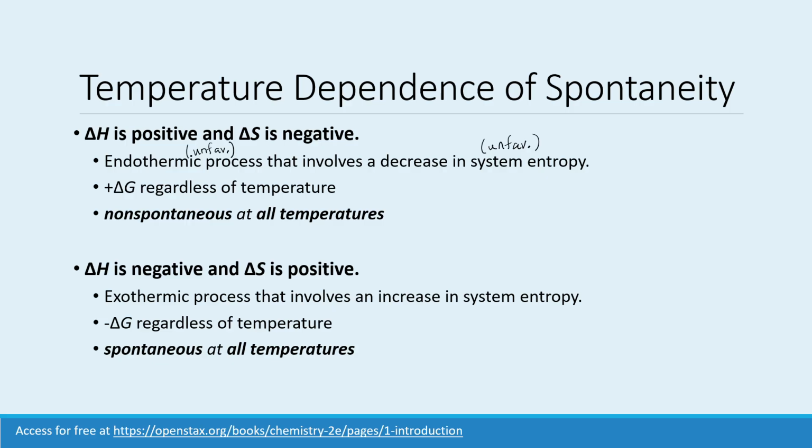And then the last one, we've got delta H is negative and delta S is positive. So this time you have an exothermic process, that's favorable, and you have an increase in the entropy in the system. So both parts are favorable, and so it should be spontaneous at all temperatures.